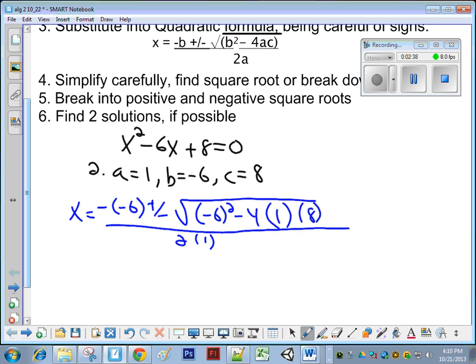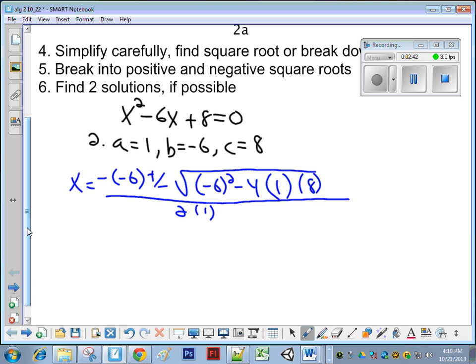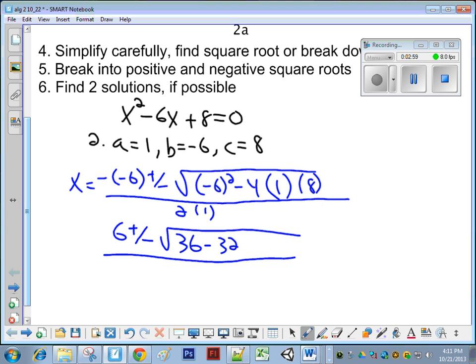Okay? So in simplifying this, which is basically my step 4, negative negative 6 is positive 6, plus or minus the square root of negative 6 squared, which is not negative 36, but positive 36. Negative 4 times 1 times 8 is minus 32, all over 2 times 1, or 2. All right, let me take care of this. I know that answer equals 4, and the square root of 4 equals 2.